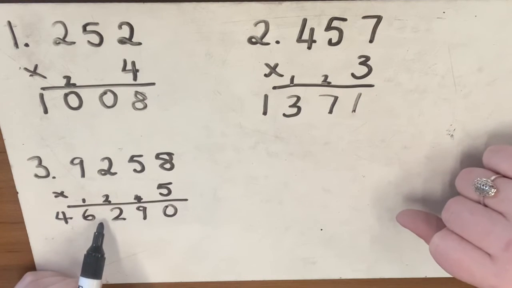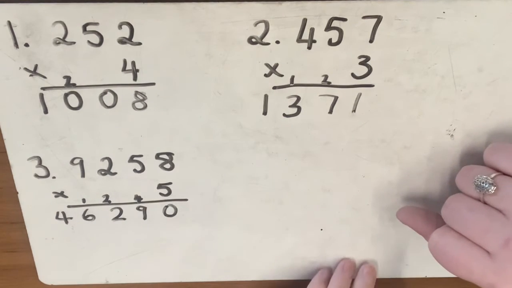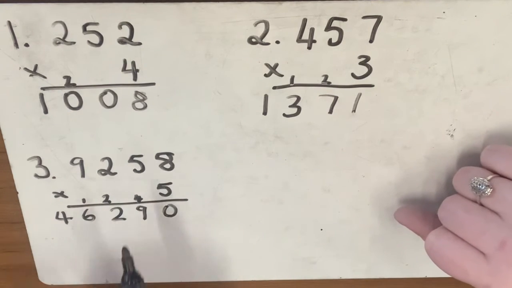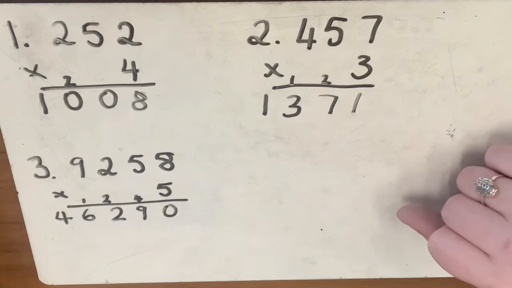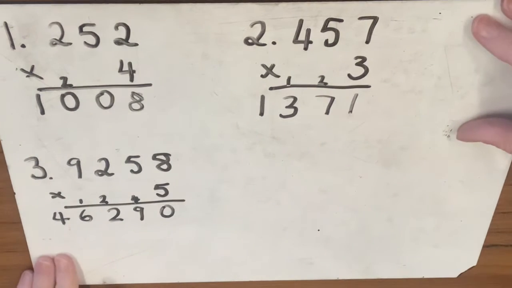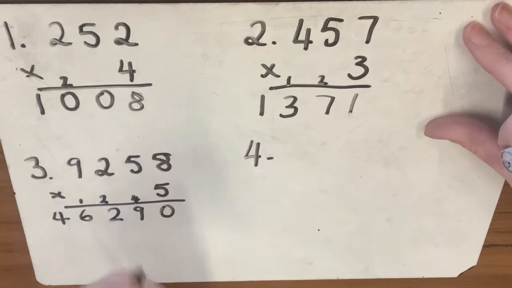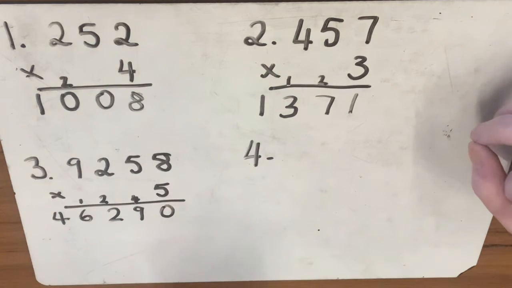So my answer for that is 46,290. So we don't need to worry when the numbers get bigger. We don't do anything different. We just do a few more of the same thing. So today we're going to be looking at what we do when we're multiplying a decimal. And actually nothing really changes apart from the fact we need to put our decimal point in.